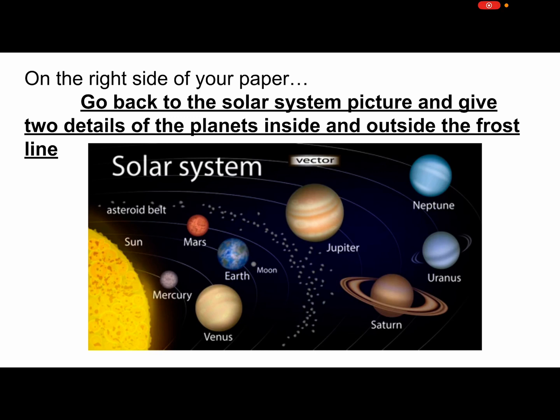Okay, so on the right side of your paper, go back to the solar system picture and give 2 details about the planets inside and outside the frost line. So make sure you go and do that. I'm not going to do that for you. You can pause the video and go do that.